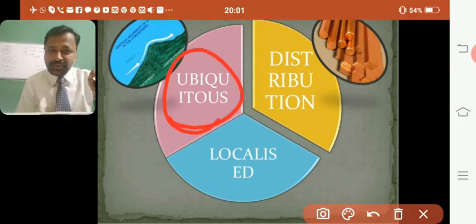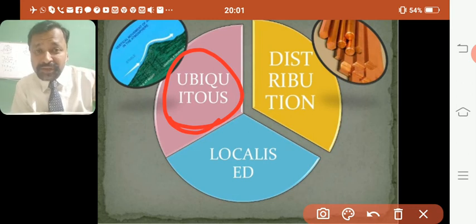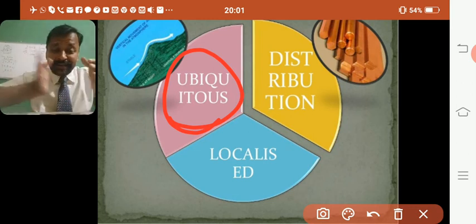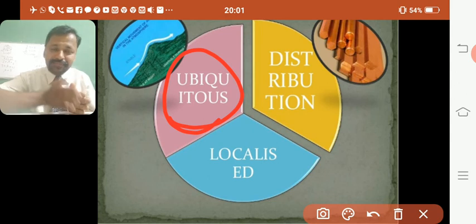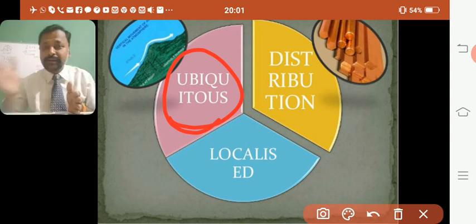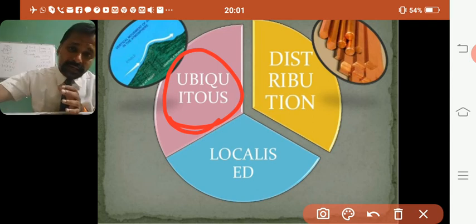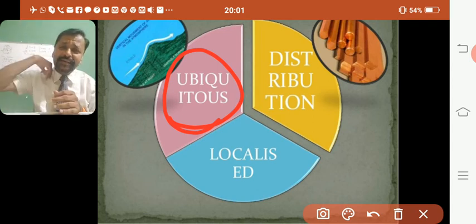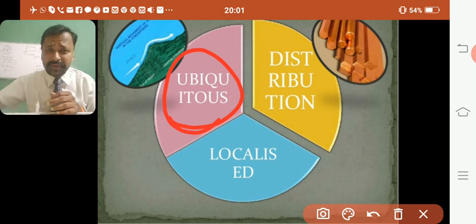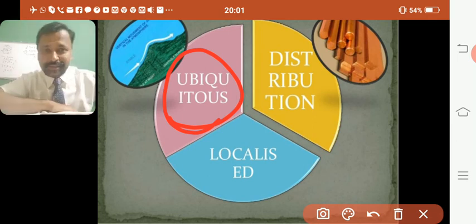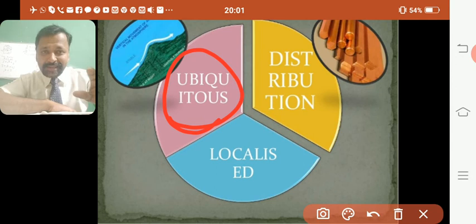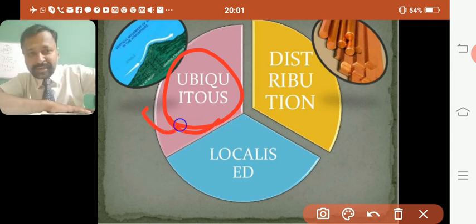So any resource which is equally distributed all over the world is ubiquitous. Like in India, we are getting sunlight. The same sunlight is received in the United States of America or Australia or Nepal or Pakistan or any other country, maybe European countries, Arabian countries, everywhere they are getting sunlight. So it is equally distributed, and that is called ubiquitous.